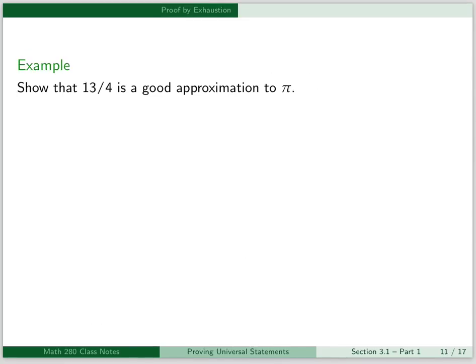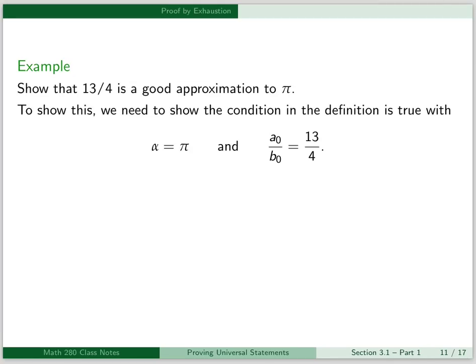For our example, we want to show that 13/4 is a good approximation to pi, according to our definition. To show this, we need to show the condition in the definition is true with alpha equals pi, that's our irrational number, and a naught over b naught is 13/4, that's our rational approximation to pi.